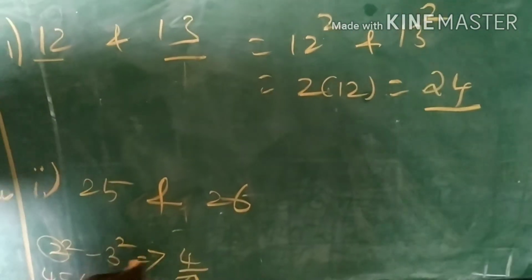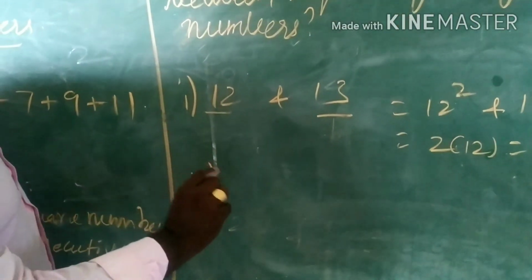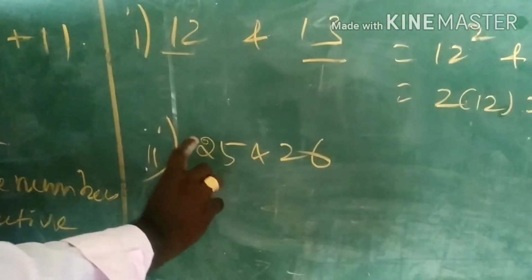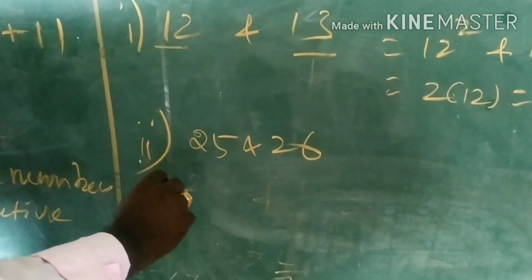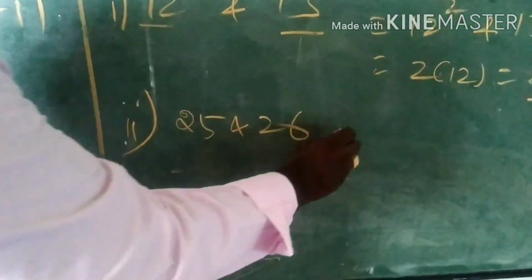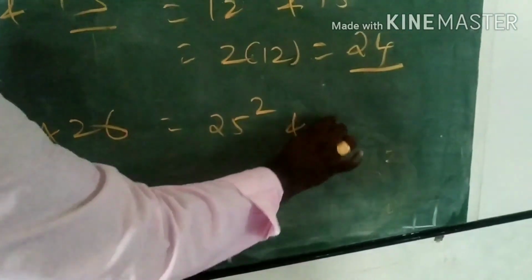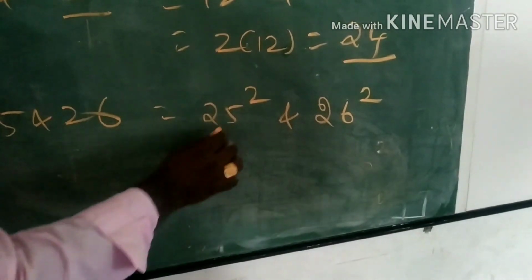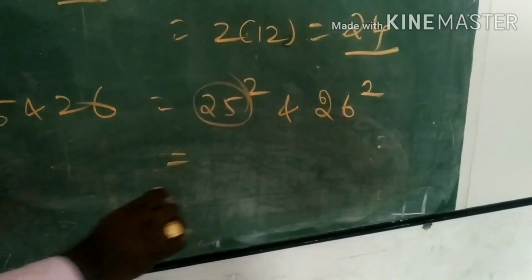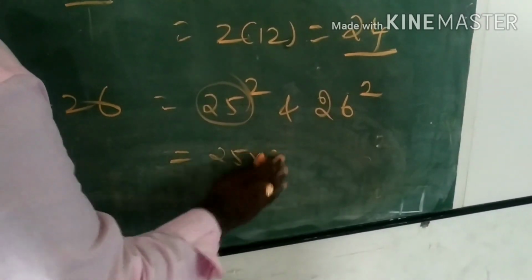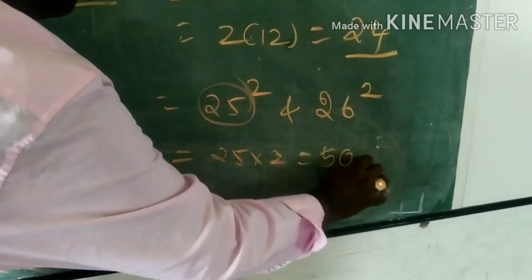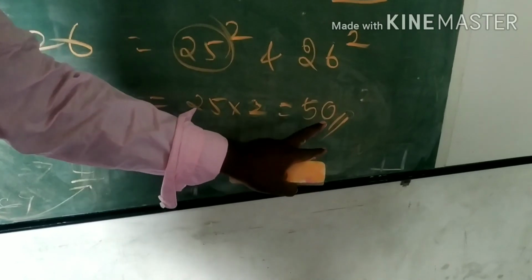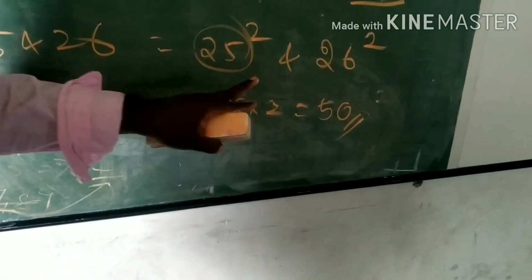In the same way, the second sum. 25 and 26 are given. We are going to find how many numbers exist between 25 square and 26 square. In between these, how many non-perfect squares exist? We multiply with 2. So 25 into 2, the result is 50. Then you have to say 50 non-perfect square numbers exist between 25 square and 26 square.